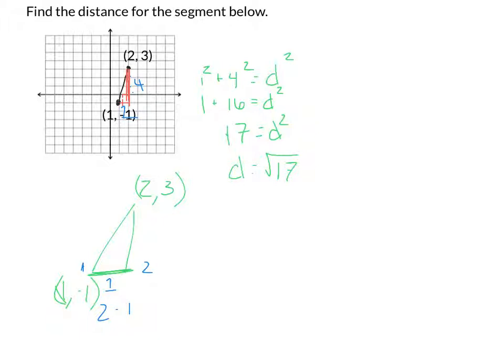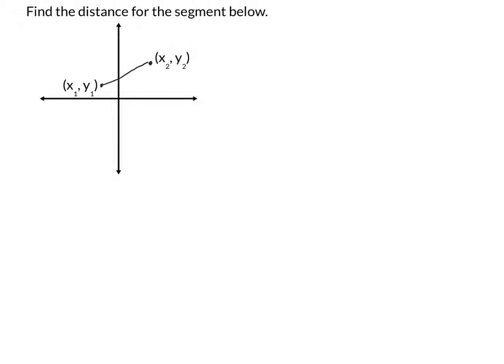Going up, I went from a y-coordinate of -1 up to a y-coordinate of 3. And so from -1 to 3, it's a length of 4, right? 3 minus -1. And that's how we found those lengths. So a bit more of a challenge problem. How do we find this distance?